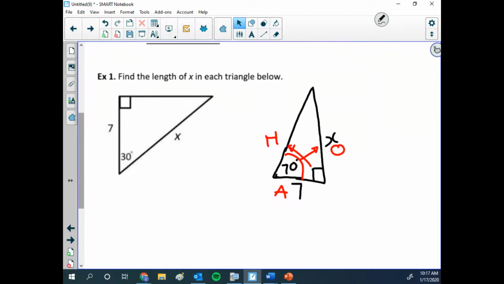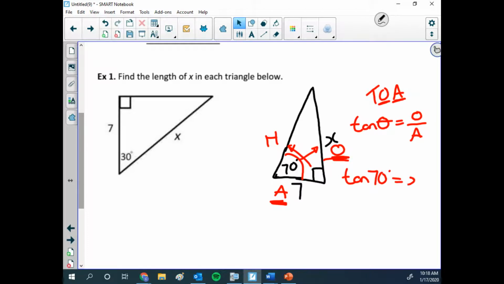Now, once I've labeled my sides, what trig ratio am I going to use? Well, I have A and I'm looking for O, so I'm going to use TOA. In this formula, tan theta equals O over A, I'm going to substitute the information from the question. So I would have tan of 70 degrees equals the opposite, which is what I'm looking for, x, over A, which is 7.